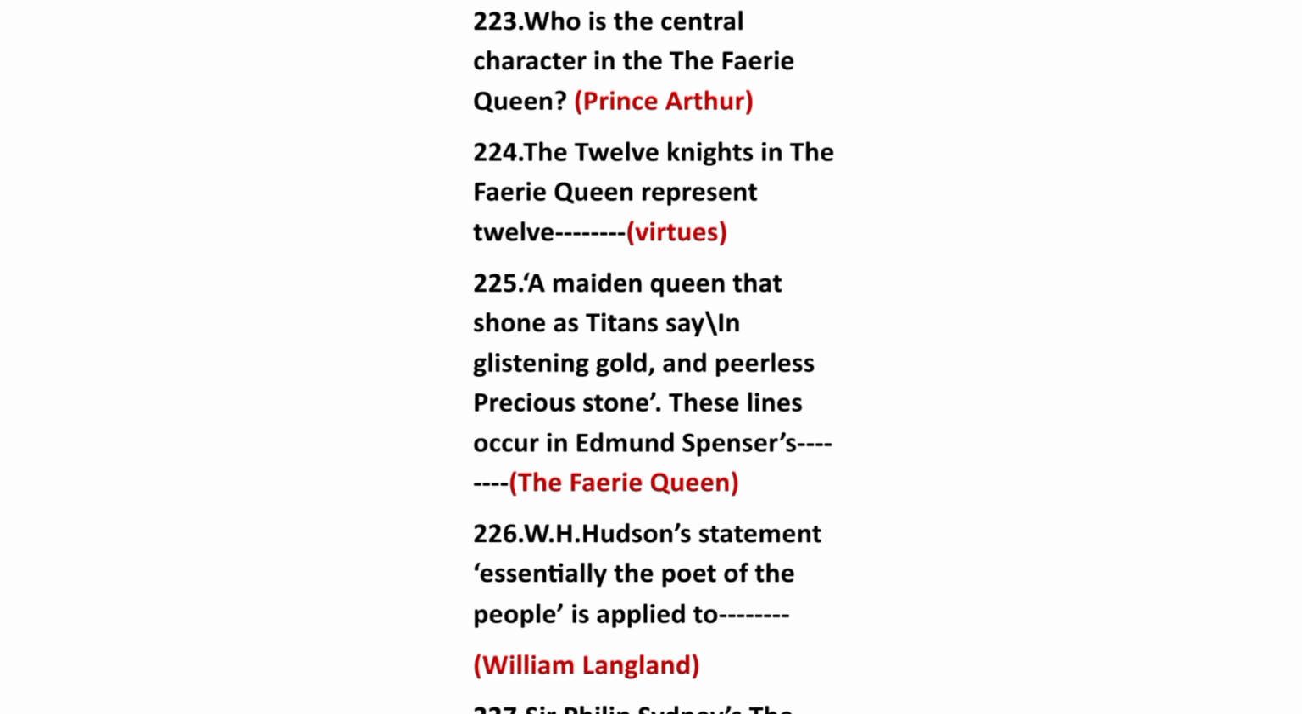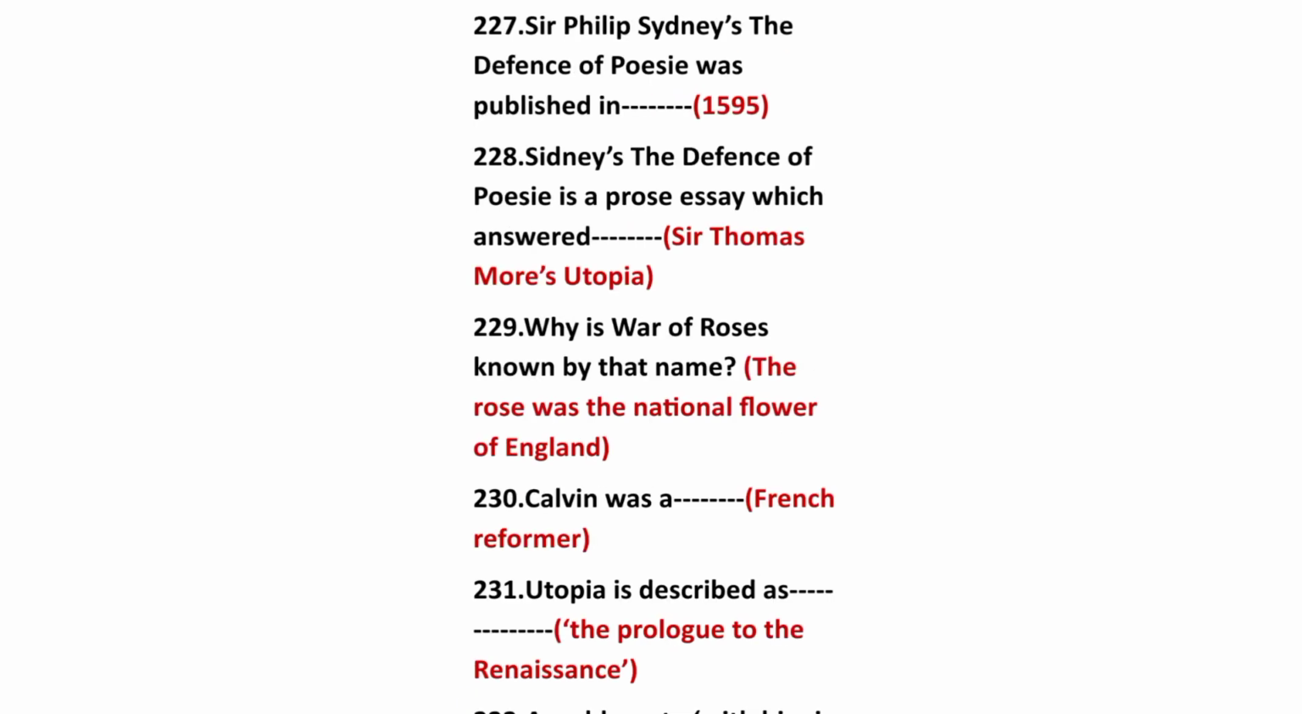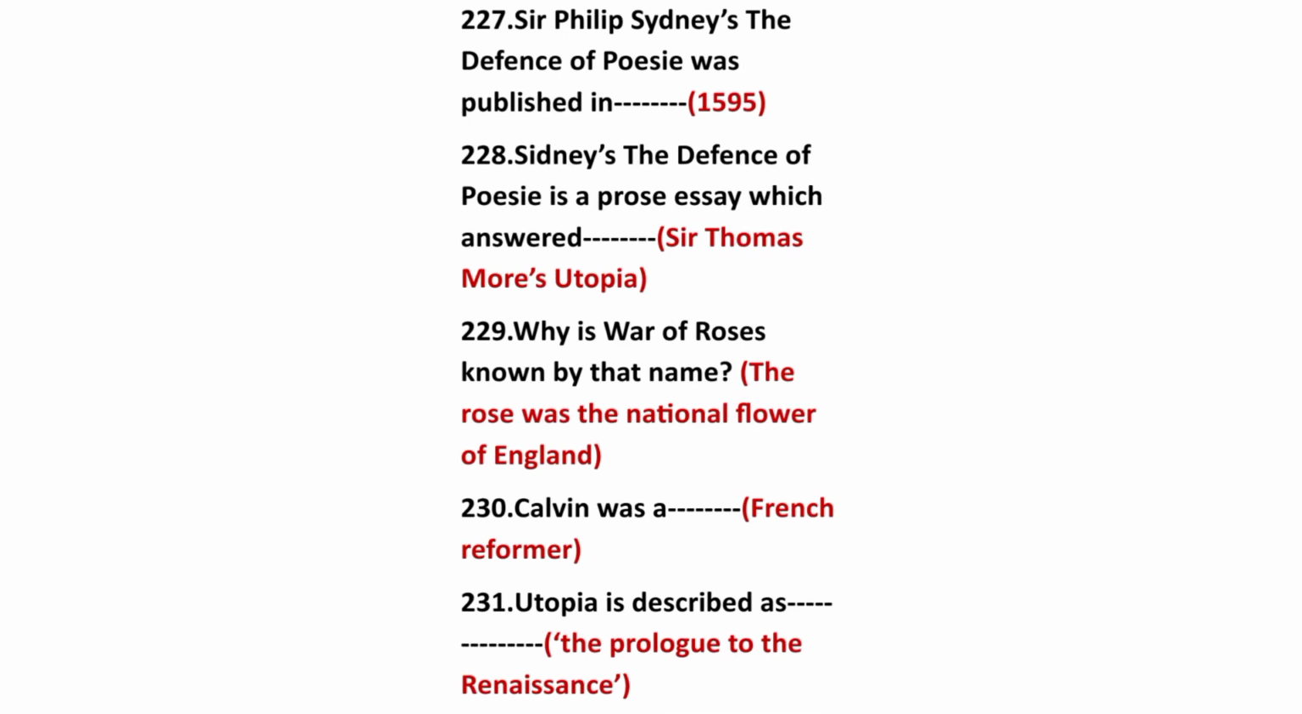W.H. Hudson's statement, "essentially the poet of the people," is applied to William Langland. Sir Philip Sidney's The Defence of Poesy was published in the year 1595. Sidney's The Defence of Poesy is a prose essay which answers Stephen Gosson. Why is the War of Roses known by that name? The rose was the national flower of England. Calvin was a French reformer. Utopia is described as the prologue to the Renaissance.